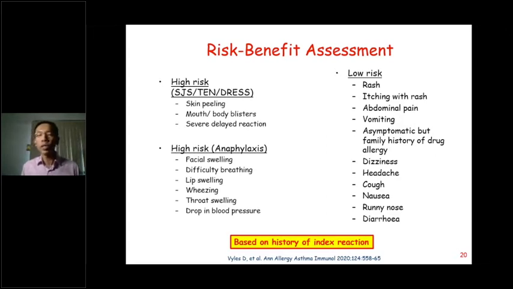So the lower risk ones, for example, are rash, itching, abdominal pain, vomiting, or the other one, which is an asymptomatic patient, but the patient has a family history of drug allergy, say to allopurinol or to, say, penicillin, and so the patient has labeled himself or herself as being allergic to the same medication. That usually would be slightly lower risk, or fairly non-specific symptoms, which may mimic the original condition that the patient has, for instance, migraine or a respiratory tract infection. So the risk-benefit assessment is extremely crucial and really has to be based on the history of the index reaction.